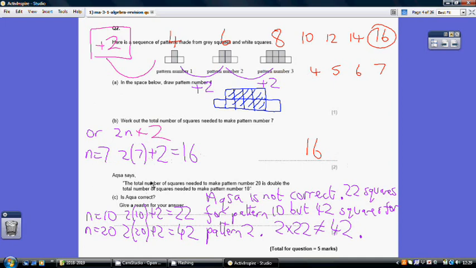Now for part C, Axa says the total number of squares needed to make pattern number 20 is double the total number of squares needed to make pattern number 10. Is she correct? Well, let's just work out how many squares we have in pattern 10 and 20. So pattern 10, n equals 10. Substituting 10 in, we get 22 squares in the pattern. Substituting in 20 for pattern number 20, we get 42 squares. And we can see that she's not right because obviously 42 is not double 22.